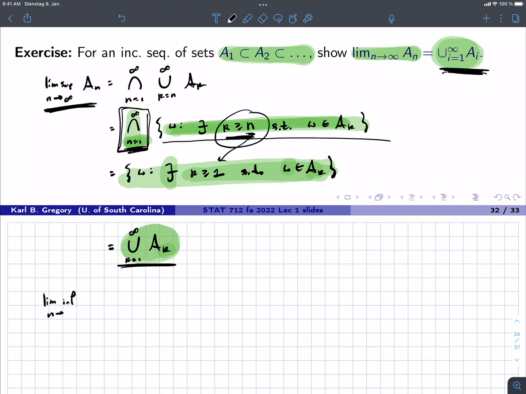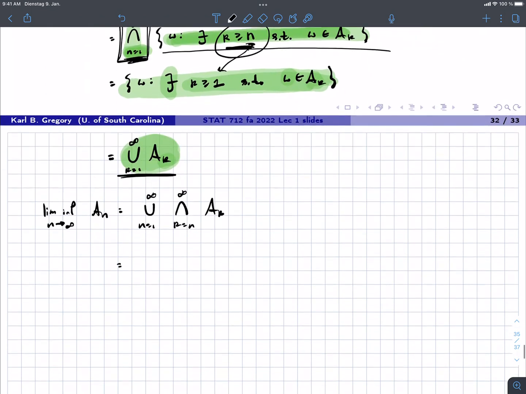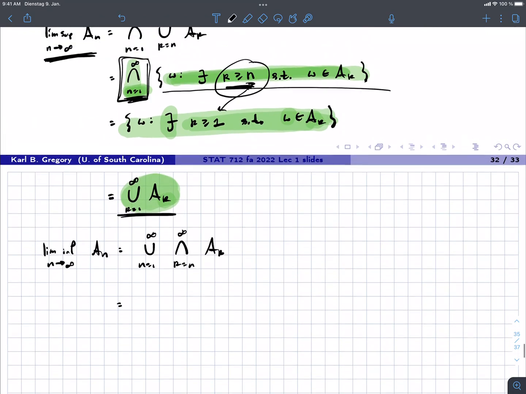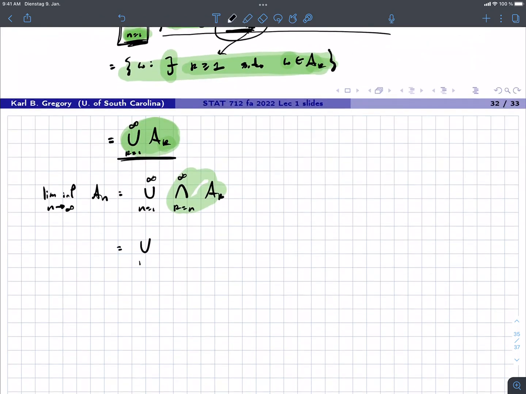Lim inf of A_n. So this one is union first, then intersection. k equals n up to infinity of A_k. All right. So if I think about this intersection, let me just write it out. This is going to be A_n intersect A_(n+1), intersect A_(n+2), and so on.